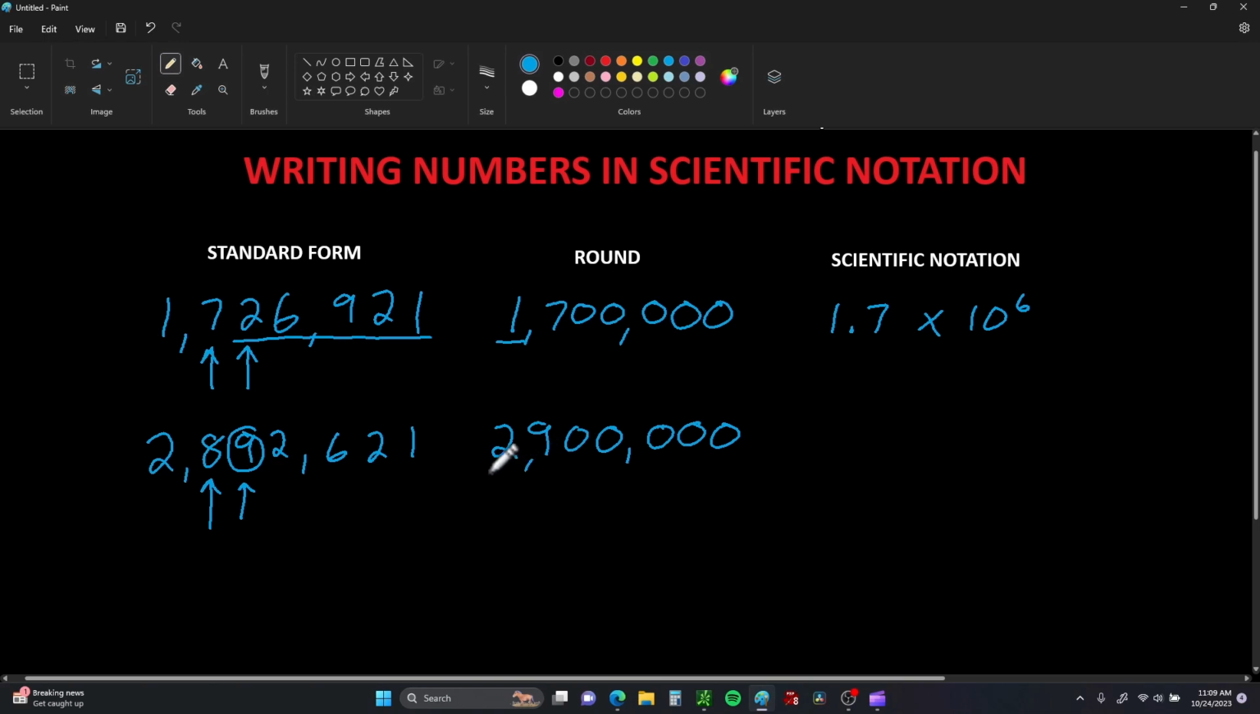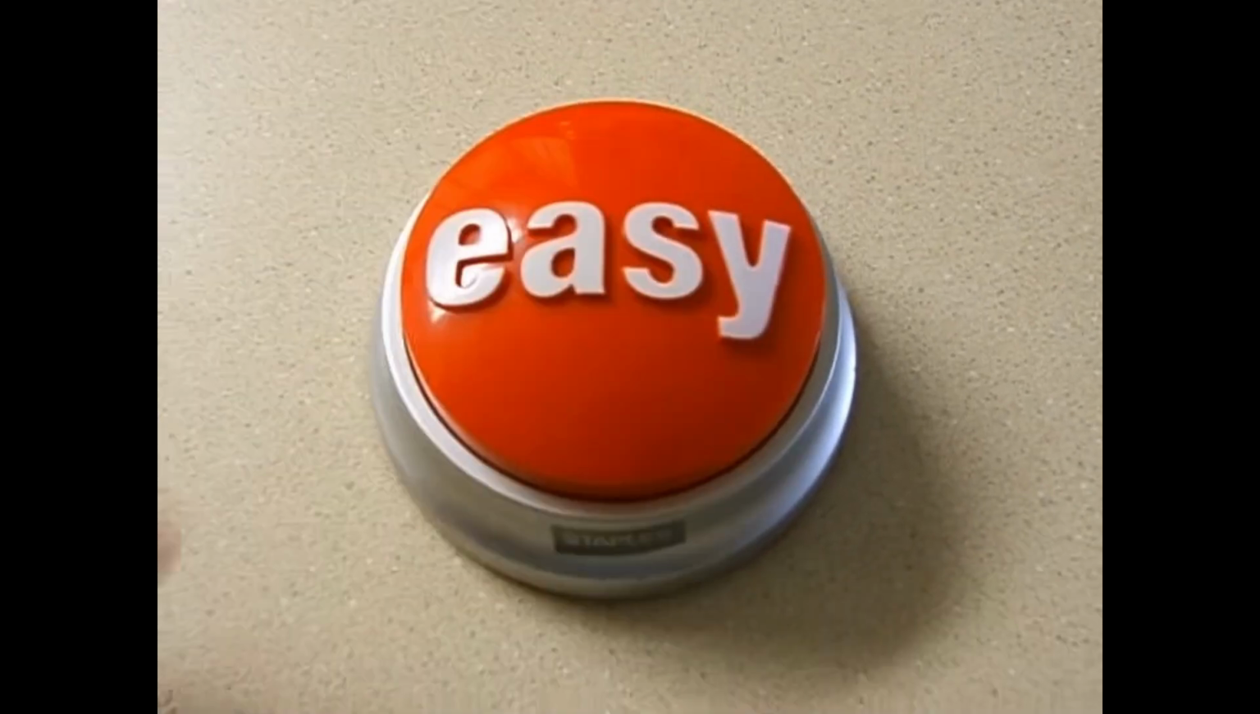So over here, I would have 2.9 times 10, and 1, 2, 3, 4, 5, 6. 10 to the 6th power. That was easy.